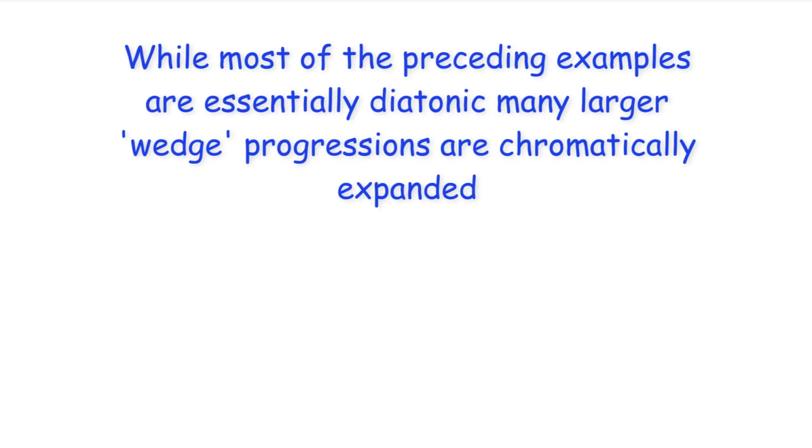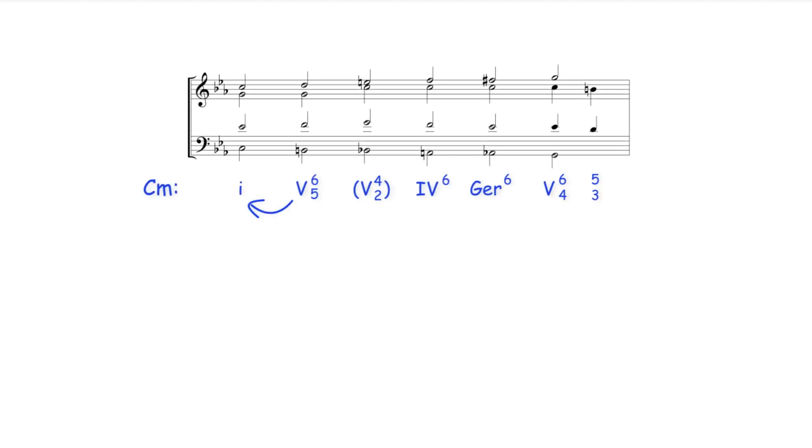While most of the preceding examples are essentially diatonic, many larger wedge progressions are chromatically expanded. For example, by adding some chromatic notes above the descending tetrachord, the upper part now moves by step, as it is able to harmonize the lower part with chords whose structure contains these notes and whose voice leading accommodates the wedge's motion.